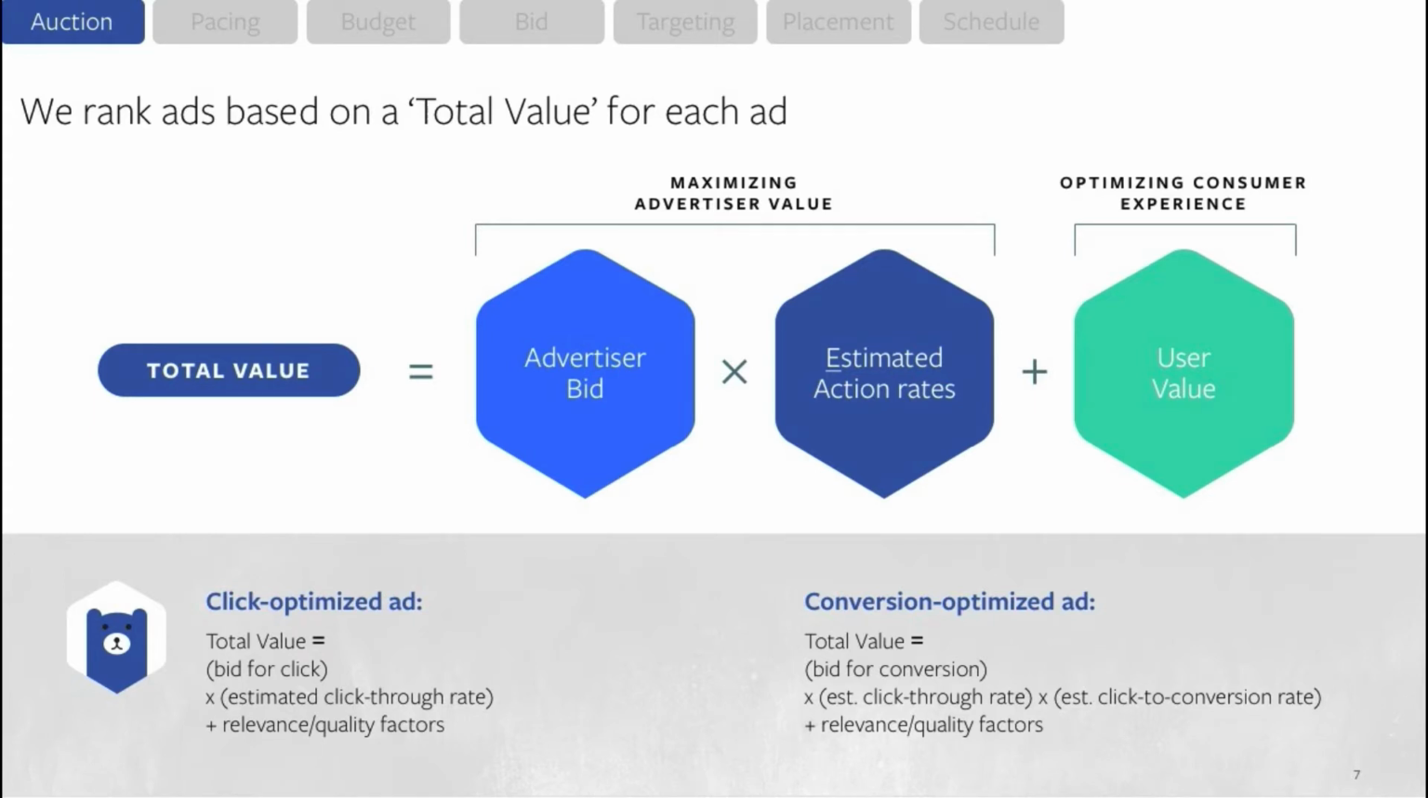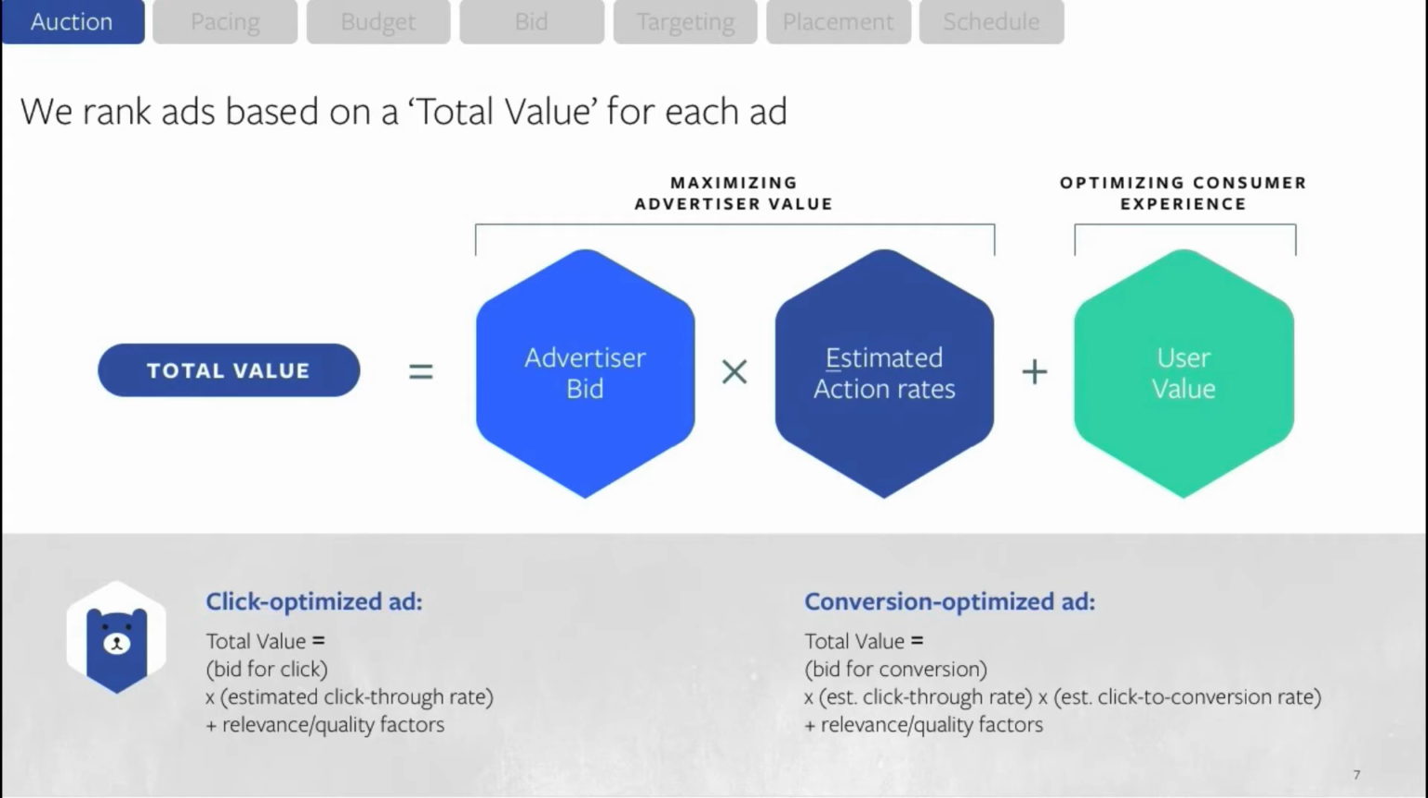Last but not least, we have the user value, which is how useful or interesting we believe a given individual is going to find a given ad. This is based on positive and negative feedback signals, which include likes and shares as positive signals and X-outs as negative signals. Note that this mix continues to evolve over time as we continue to find ways to create the best consumer experience for people on Facebook.